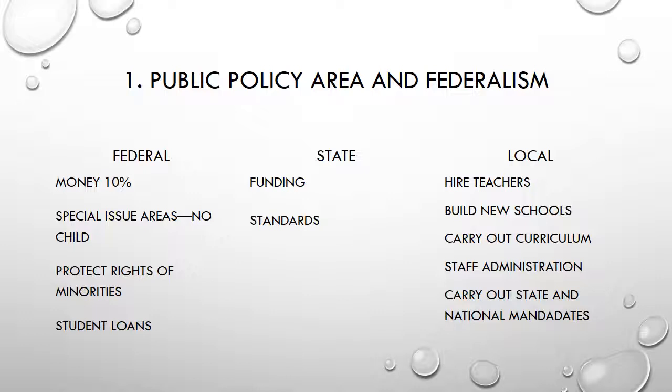Protecting the rights of minorities, gays, women, and so on. The federal government does that. Teachers, protecting rights. I should say, minorities is a good example. And then the last one would be student loans, providing money that goes directly to students so that they can get loans so they can go to college.